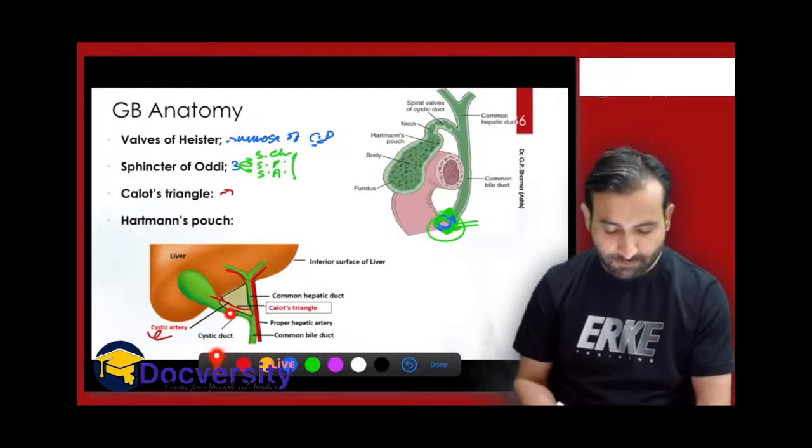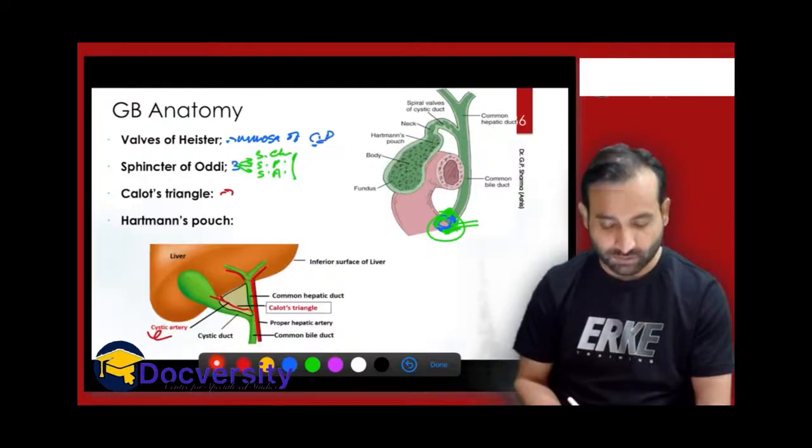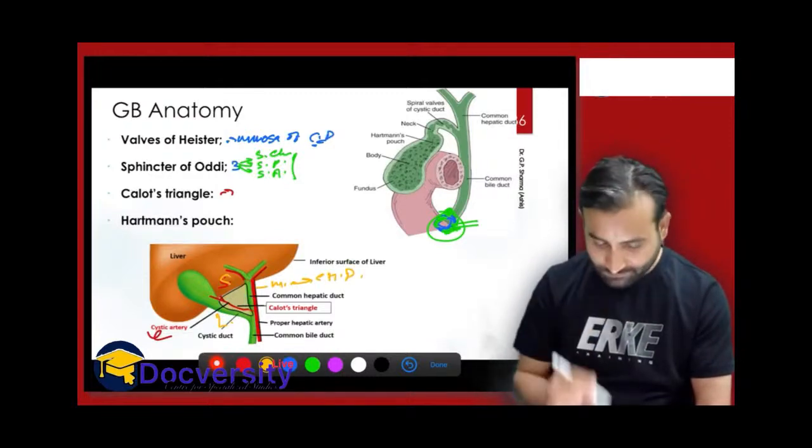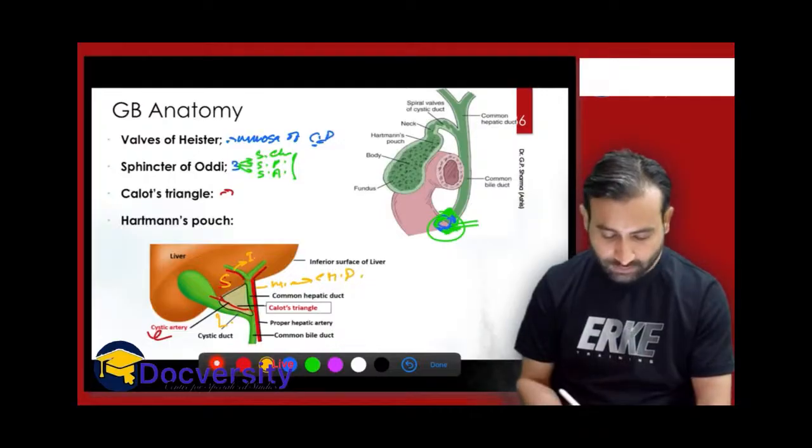We have the boundaries: medially the common hepatic duct, laterally the cystic duct with the gallbladder, and superiorly we have the inferior border of the liver. So please remember this one, right? So this is the superior border, and this is the lateral border, and this is my what? The medial border. So in the medial border, what do I have? Common hepatic duct. Superiorly, what do I have? This is the inferior border of the liver.